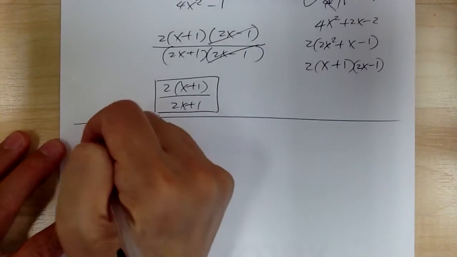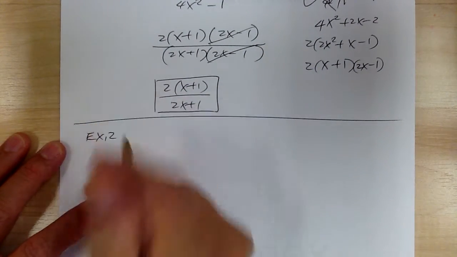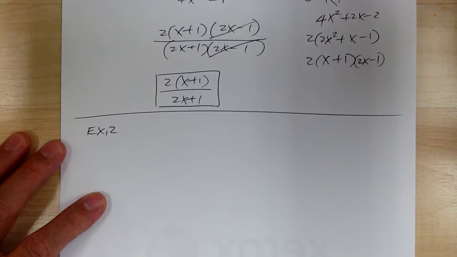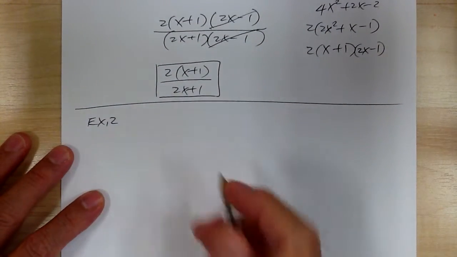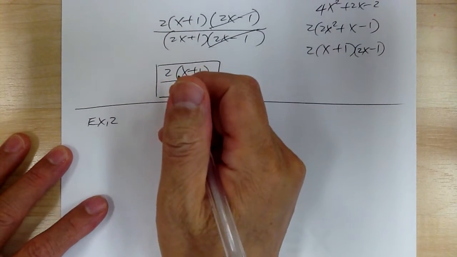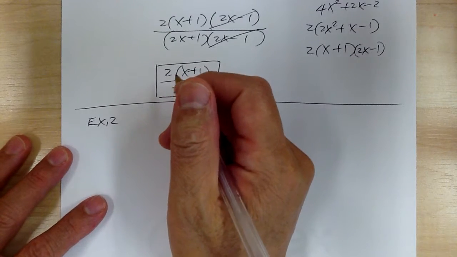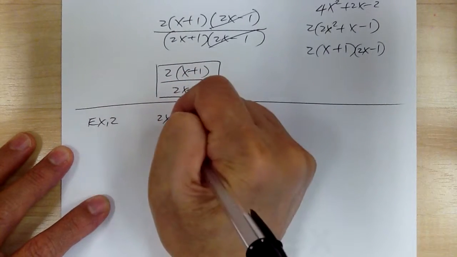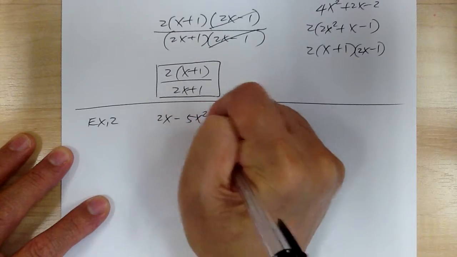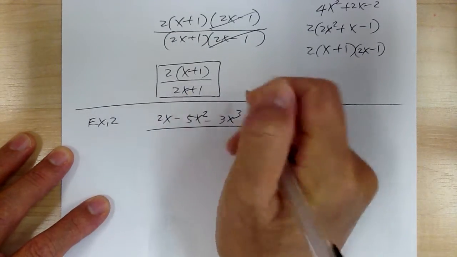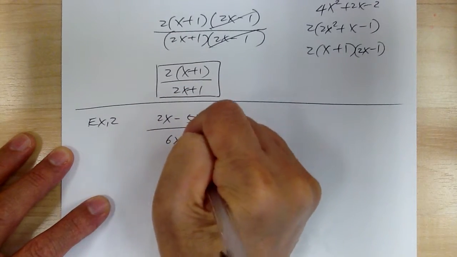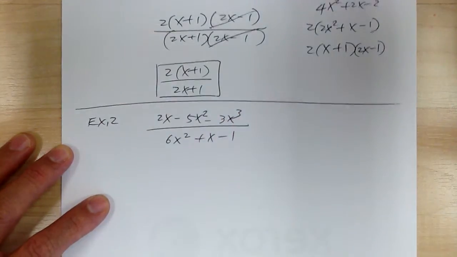Okay, let's go to example 2. Again, the key concept is very simple. You factor everything, then you cancel. Okay, the next problem, you have 2x minus 5x squared minus 3x cubed over 6x squared plus x minus 1.